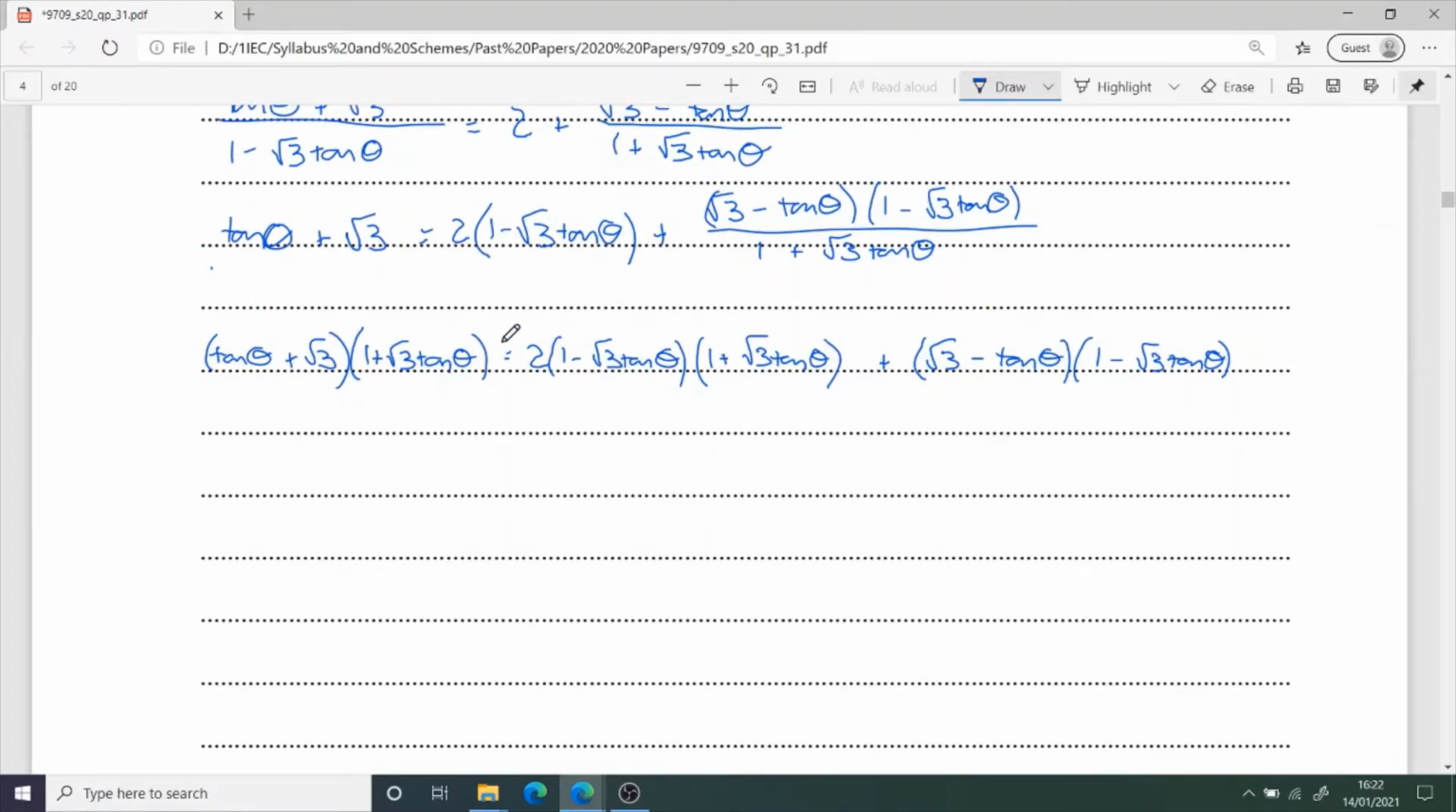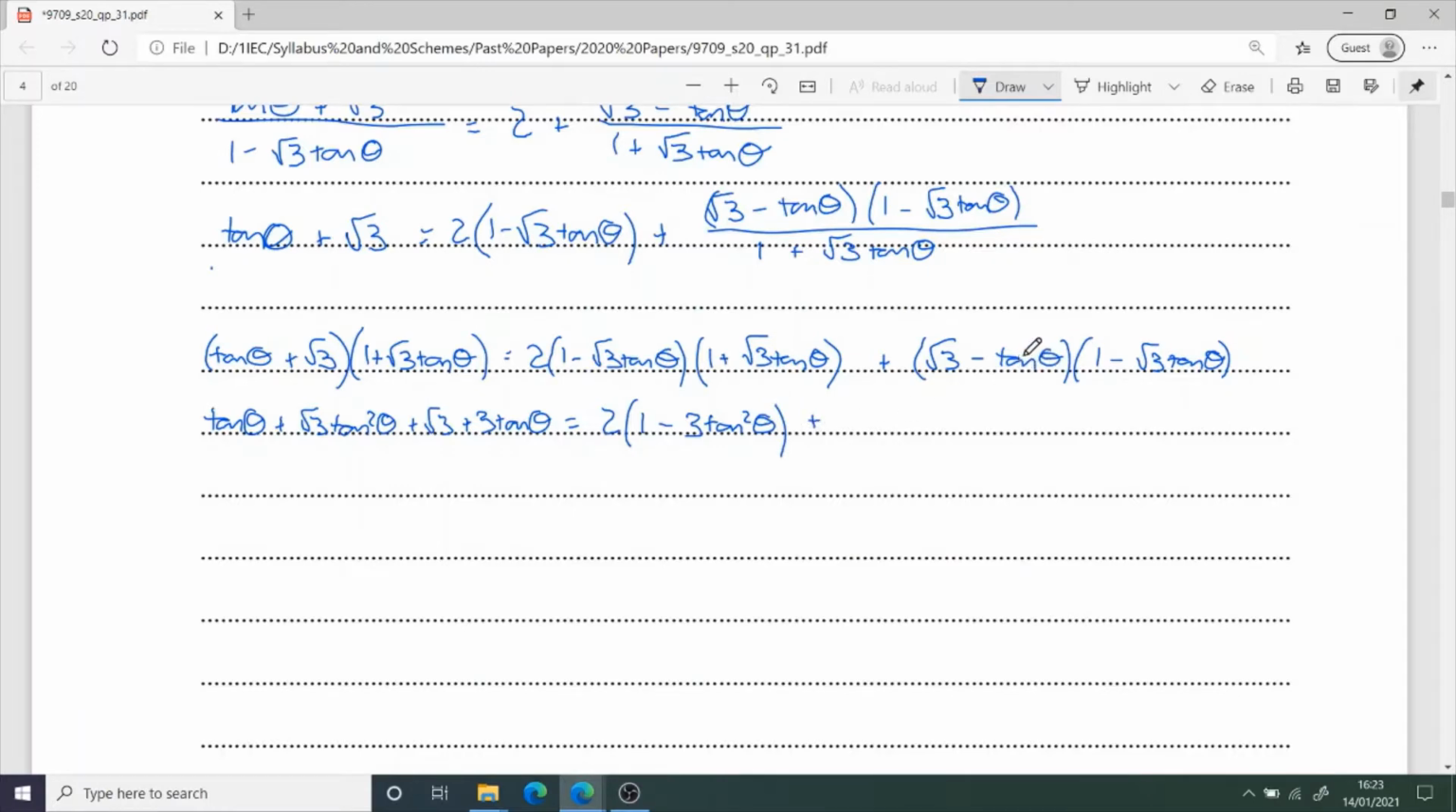Right, let's expand each of these. We'll do first outside, inside last. So here we're going to get tan theta on the outside plus root 3 tan squared theta, the inside plus root 3, and the last terms plus 3 tan theta. Here we're going to get the difference of two squares, because minus root 3 tan theta plus root 3 tan theta give us nothing. So the only terms we're going to be left with are 1 minus 3 tan squared theta.